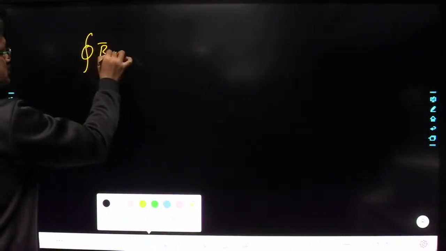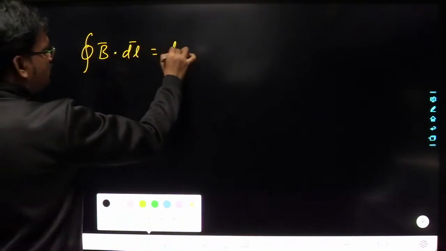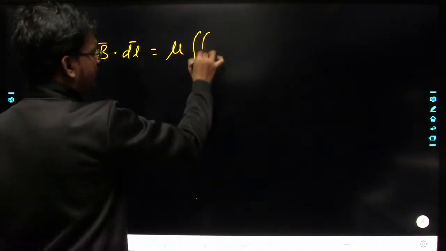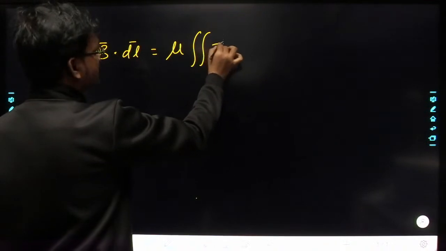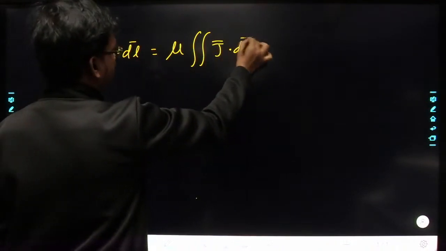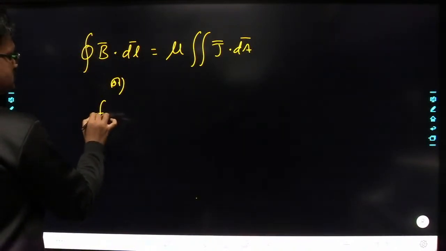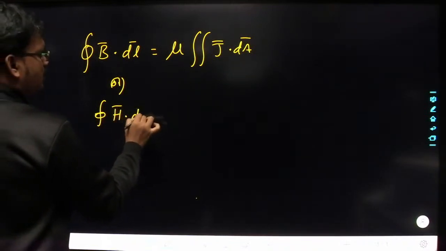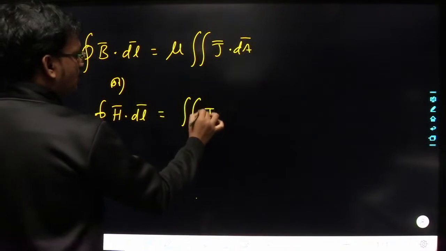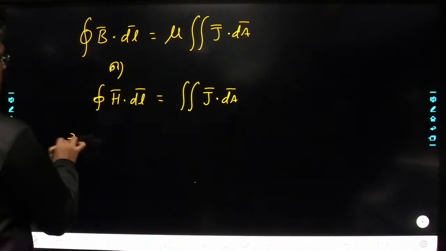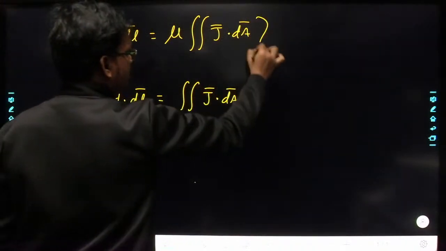Ampere's law. We have expressed Ampere's law in integral form. That is, circulation of the B field is equal to mu into double integral J bar dot dA bar, right? Okay. Next, you can write the expression as circulation of the H field around any closed loop is equal to a double integral J bar dot dA bar. This is nothing but integral form here.